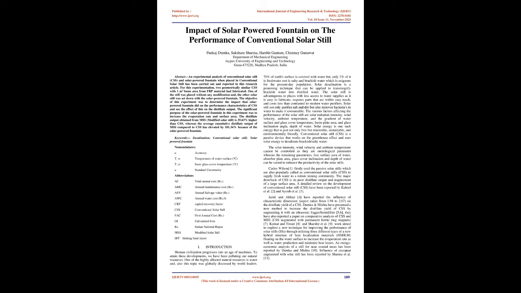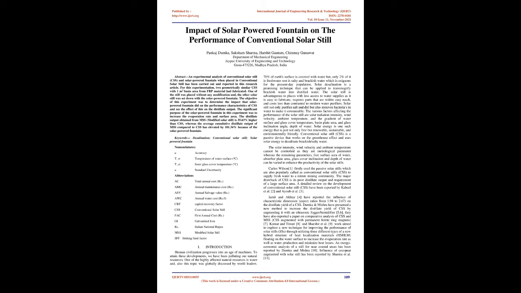Introduction. Human civilization progresses into an age of machines. To attain these developments, we have been polluting our natural resources. One of the highly affected natural resources is water, and this topic has also been globally discussed by world leaders. 70% of Earth's surface is covered with water, but only 2% of it is fresh water. The rest is salty and brackish water, which is scarce for the present-day population.